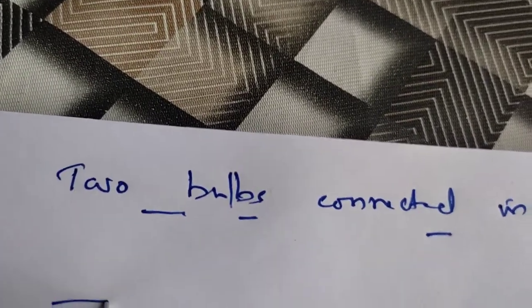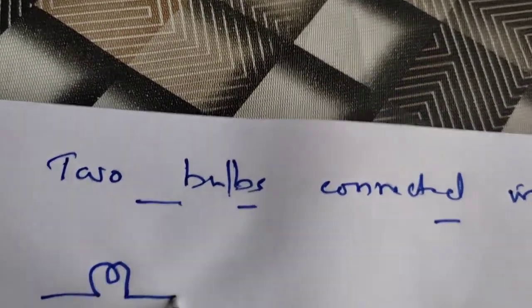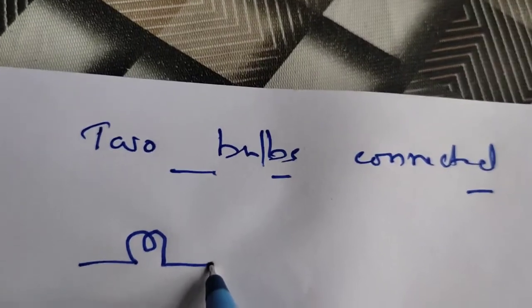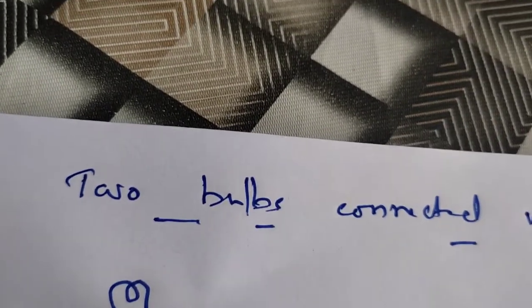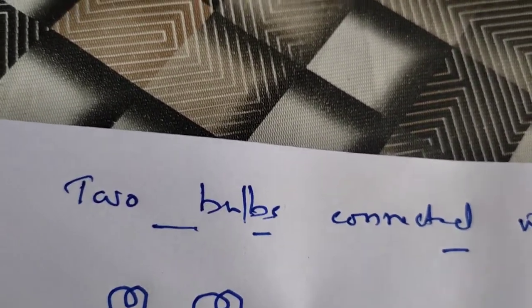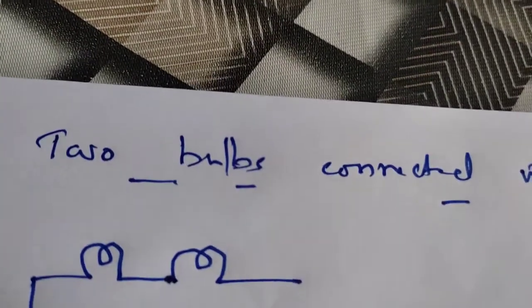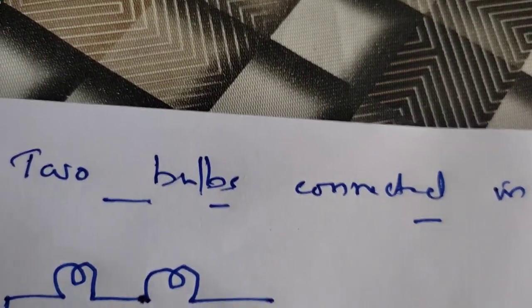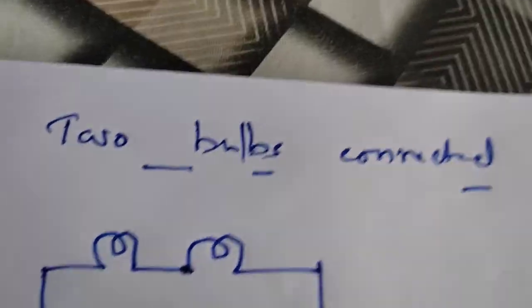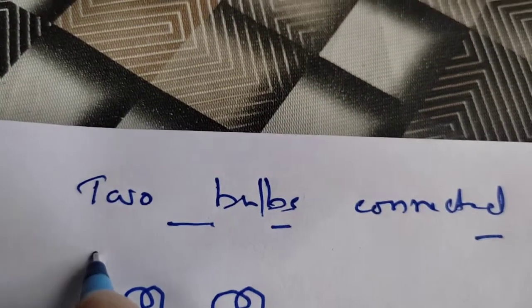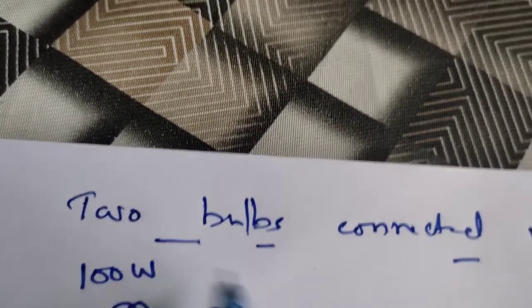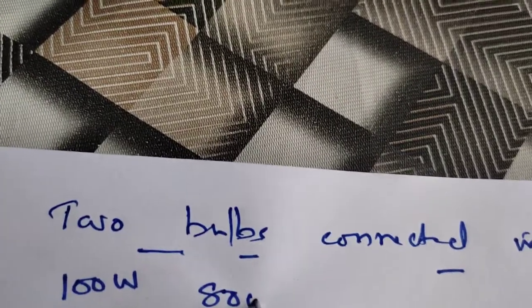Let us see two bulbs connected in series to voltage. Let us take a 100 watt and an 80 watt bulb connected to a 220 volt supply.